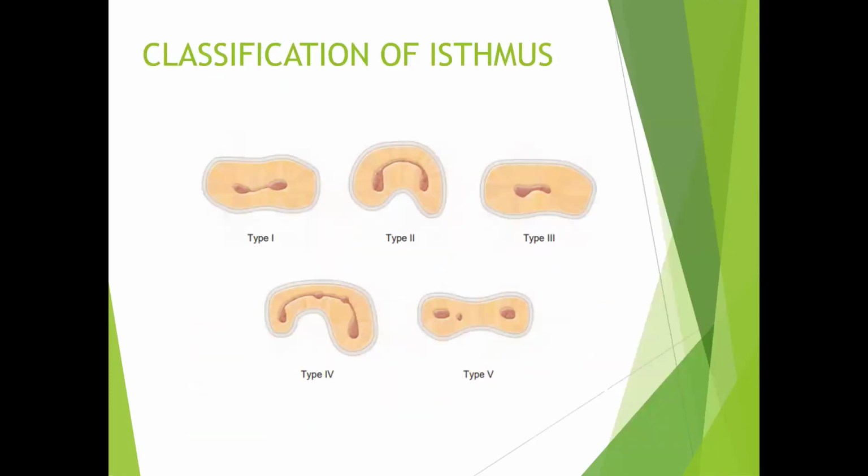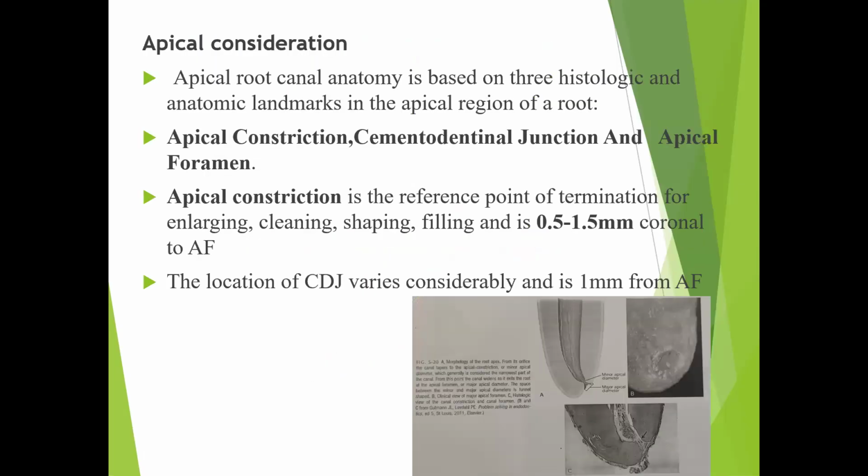Going on to the classification of isthmus. The importance of this is that in some types of isthmus, especially type 4 or even type 2, there will be necrosed pulpal tissue present in the isthmus area, which without thorough irrigation and cleaning and shaping cannot be removed. This will later lead to reinfection.